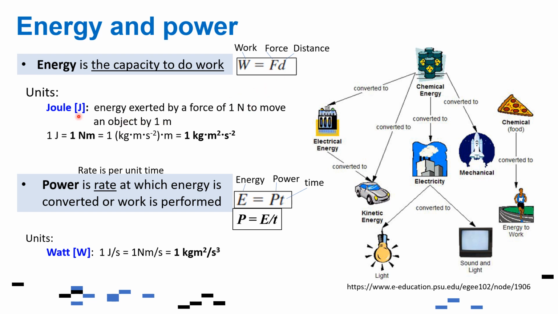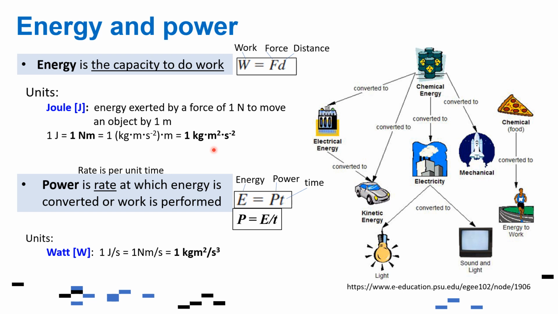So basically 1 joule is equal to 1 Newton meter, or you can also expand it in terms of kilogram meter per second squared. So 1 Newton meter, or 1 joule, is kilogram meter per second squared, which is Newton, times the meter. So it becomes kilogram meter squared per second squared. So that would be the unit for joule.